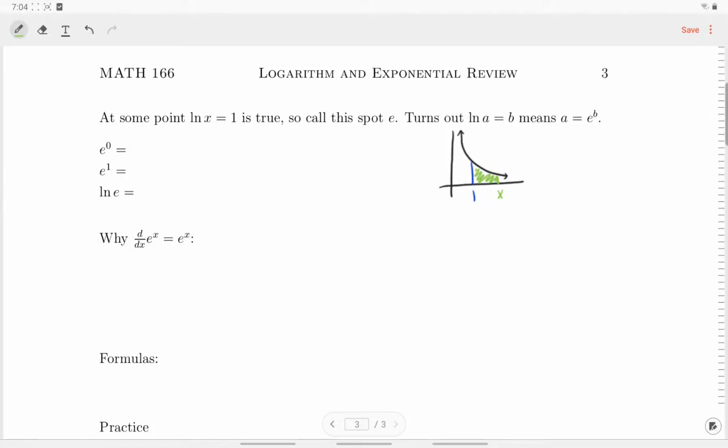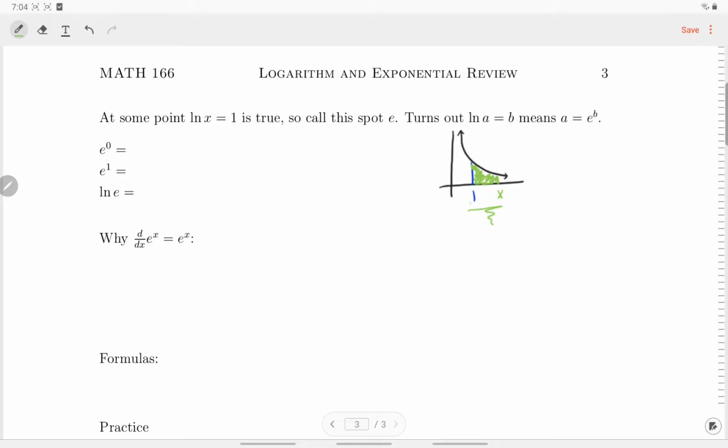Welcome to the third and final video in our review of natural log and exponential functions from Calculus 1. The last two videos dealt with the natural log function, with it being the area under the curve. So if you look at the area under this curve, x, remember, can move around. At some point, x can be in the perfect spot that this area is exactly 1.